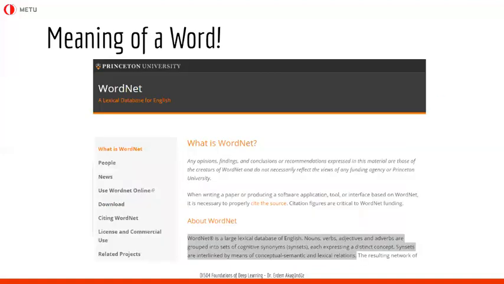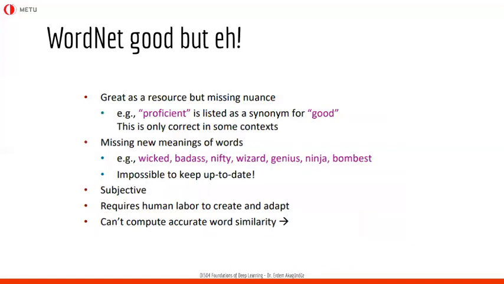WordNet is a website from Princeton University. You can check it. It's a lexical database for English. There are lexical databases for other languages as well. But that's not our concept. We're going to get to the neural part quickly.